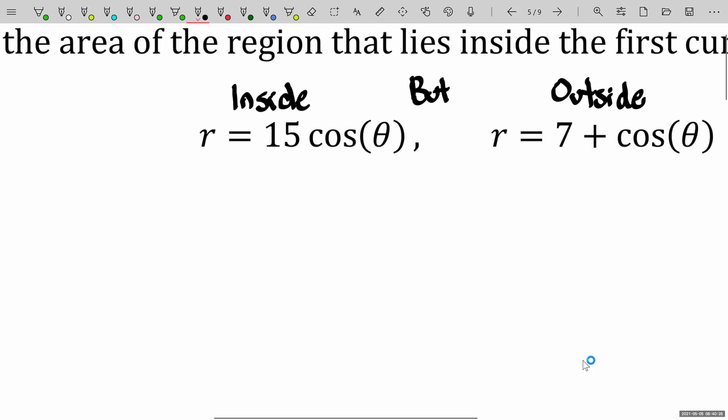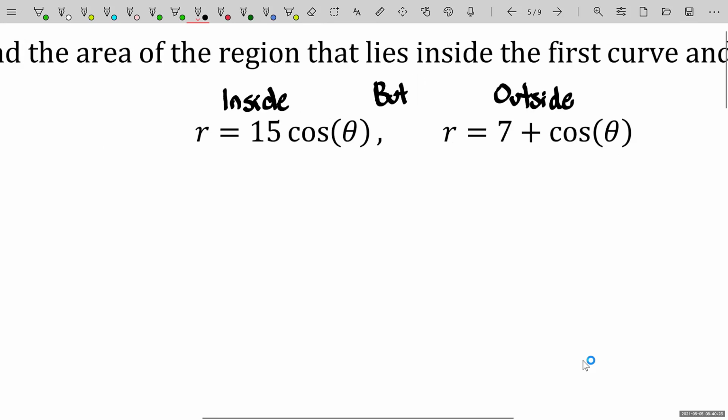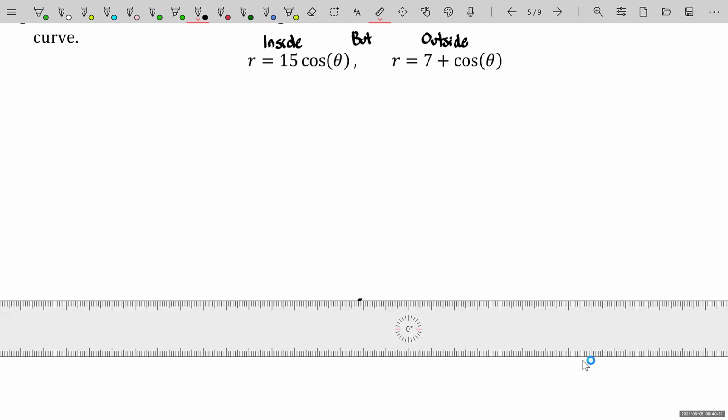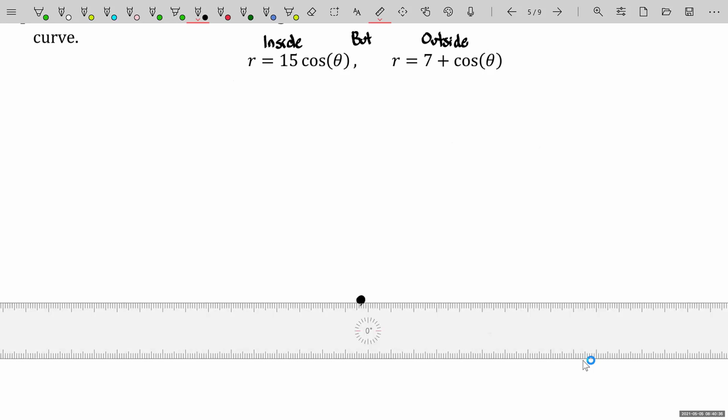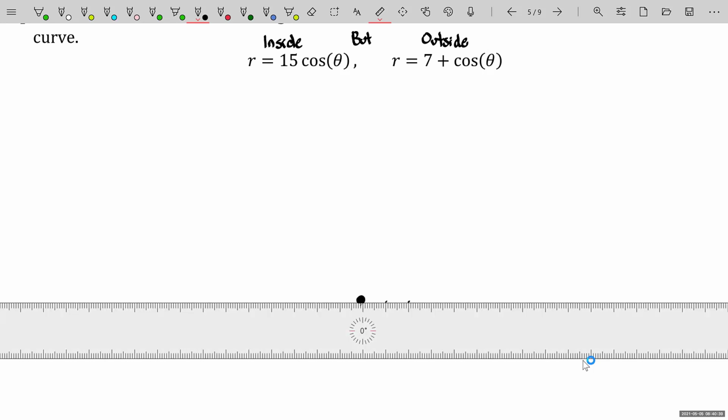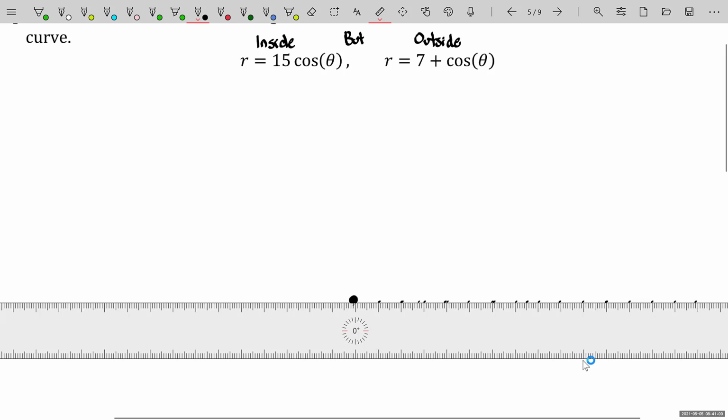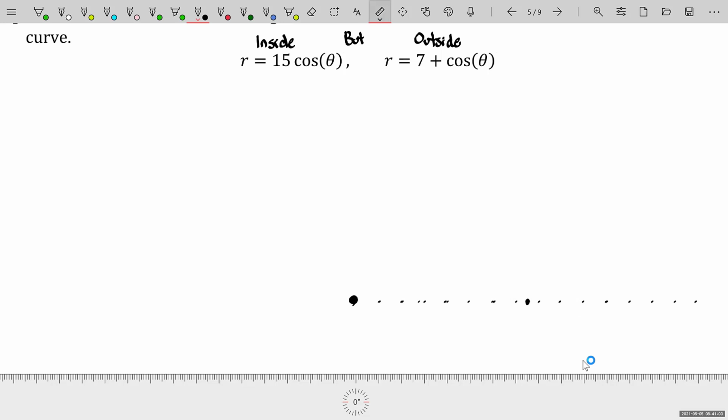So let's go ahead and I'm going to make the graph somewhat largish. There's my pole right there. And actually 1, 2, 3. 1, 2, 3. Okay. I just want to be as precise with this as possible.